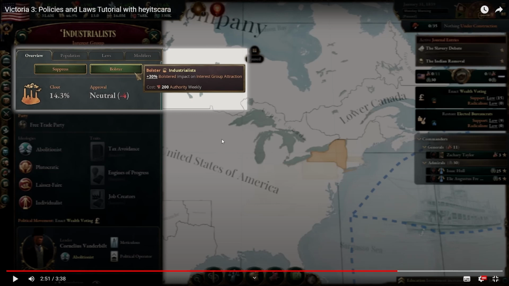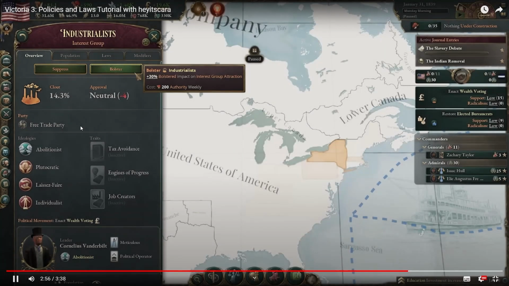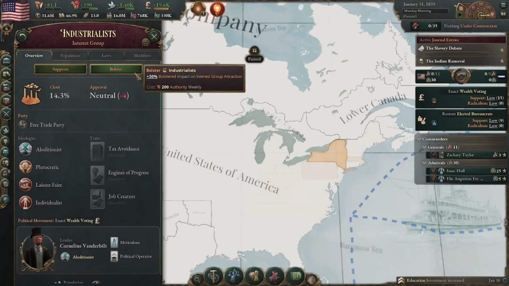Vale, the more repressive our society is, the more authority we generate and the more we can influence these pressure groups, for example the industrialists. This will generate more authority, so it's a trade-off between personal liberties and the ability to directly affect your country and its pops.